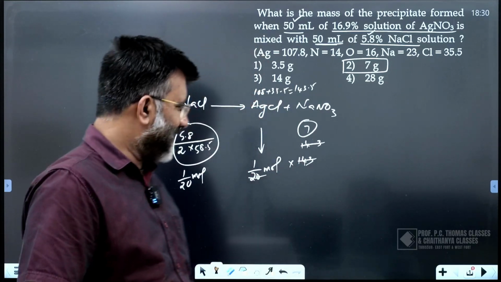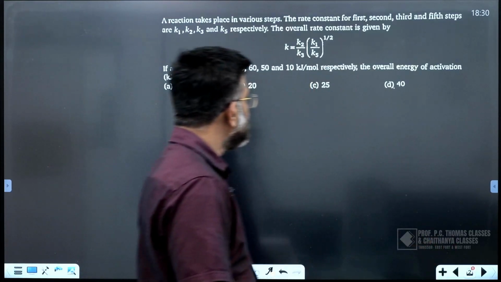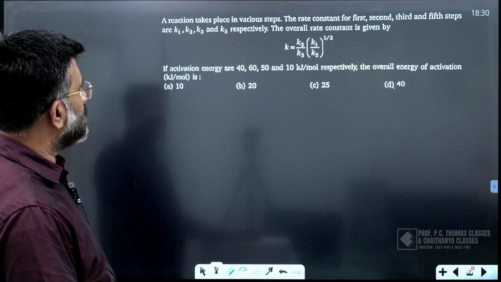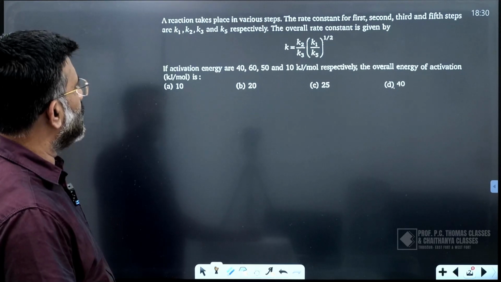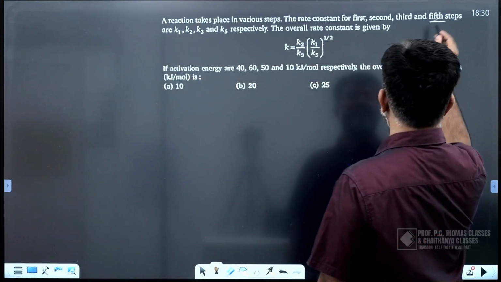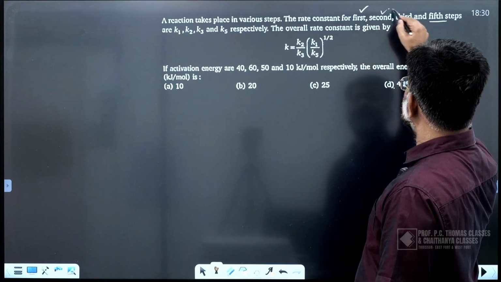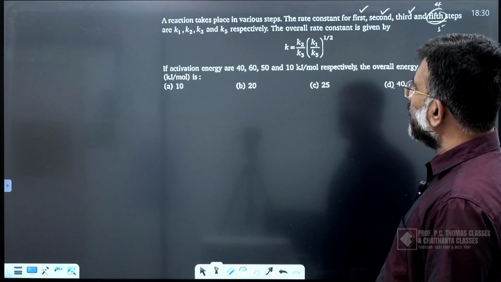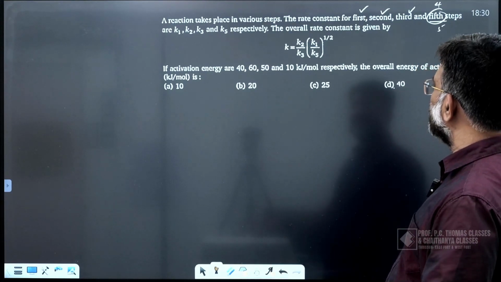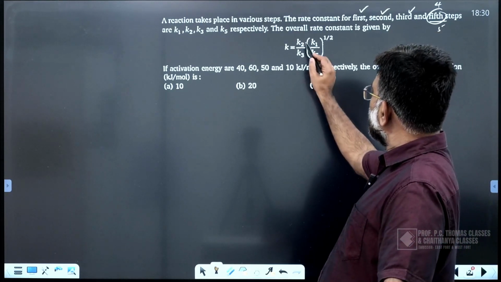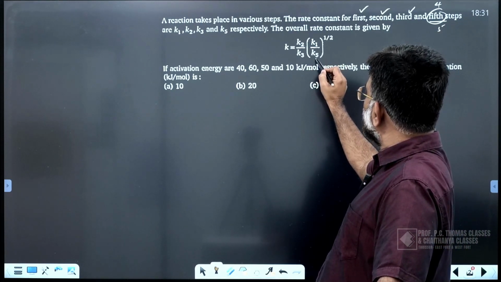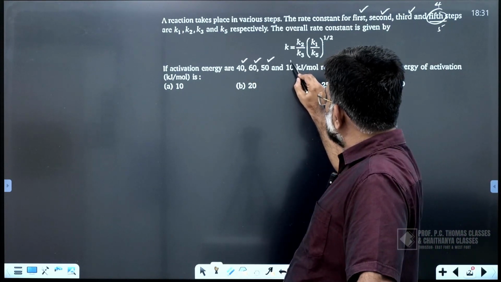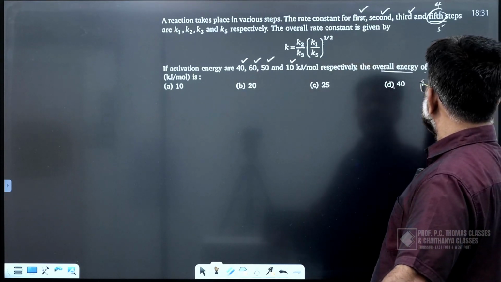Okay. Next question. A reaction takes place in various steps. The rate constants for the first, second, third, and fifth steps are K1, K2, K3, K5. Where is the fourth step? Okay, no problem. The overall rate constant is given by K2 by K3 into K1 by K5 whole raised to half. The activation energies are 40, 60, 50, 10 respectively. What is the overall energy of activation?